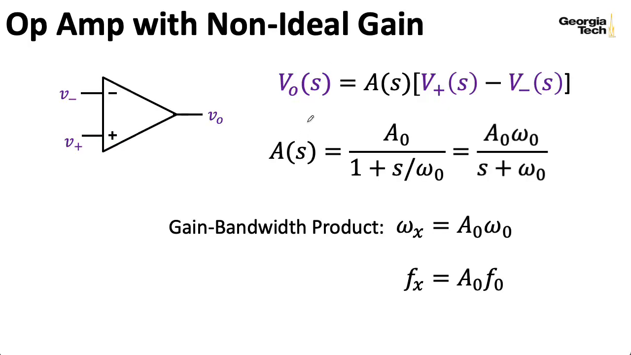So what would the frequency response A look like if I plugged in j omega for s and I particularly plug in omega x for s? So what does the frequency response look like at the gain bandwidth product?